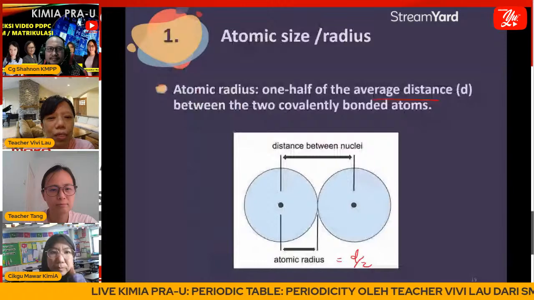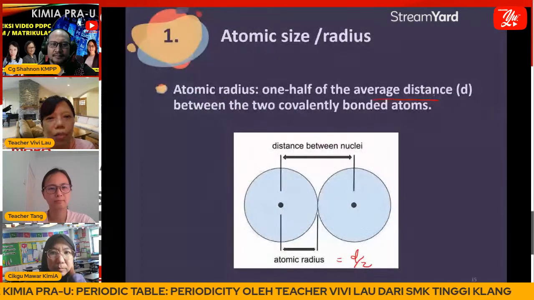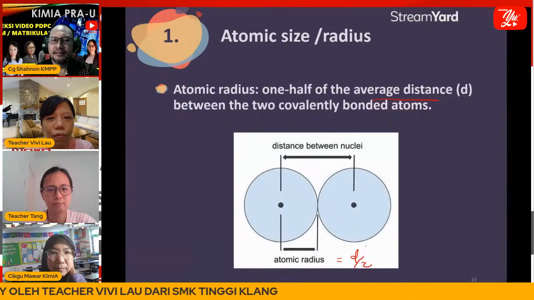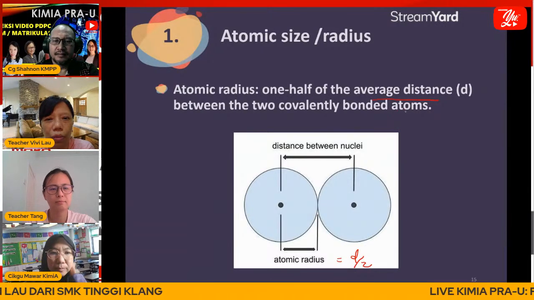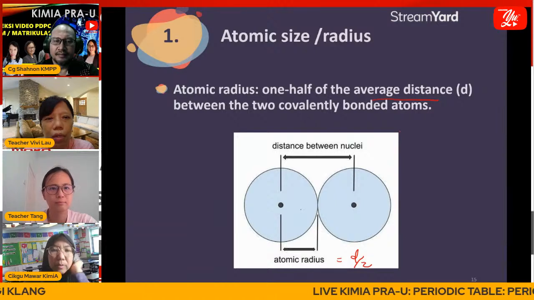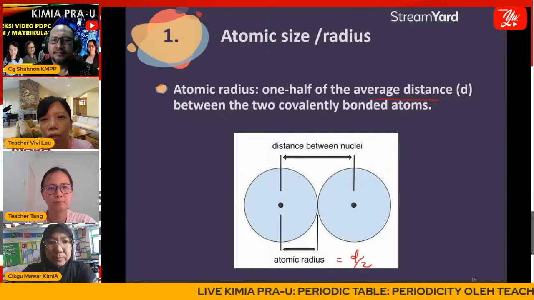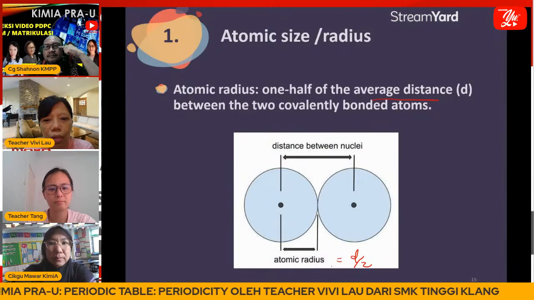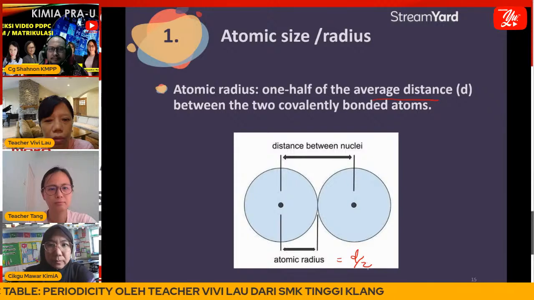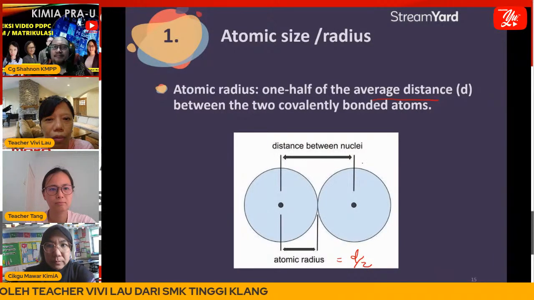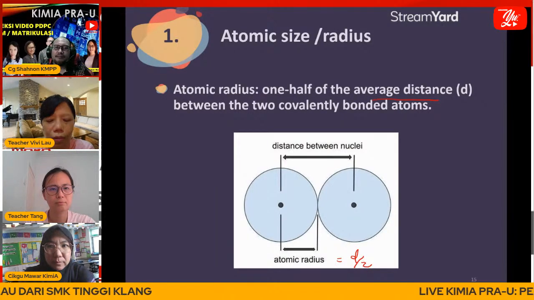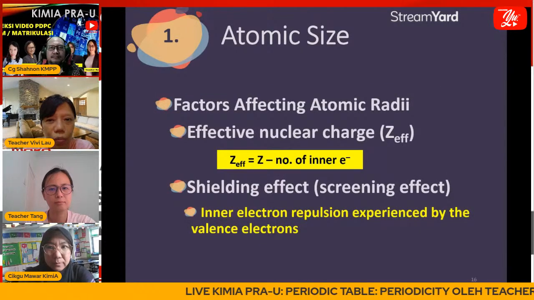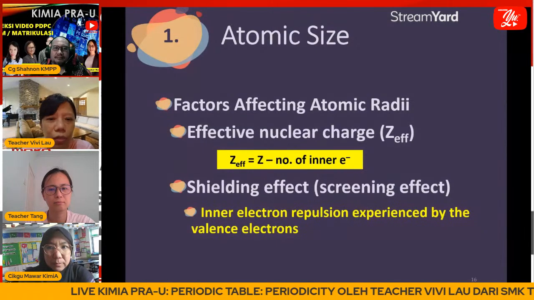Okay, so atomic size is the average distance between two covalently bonded atoms. If it's covalently bonded molecules, atomic size is 1/2 of the average distance between the two covalently bonded atoms, equal to d/2, the distance between the nuclei divided by 2. The factors affecting atomic size are effective nuclear charge and the screening effect.